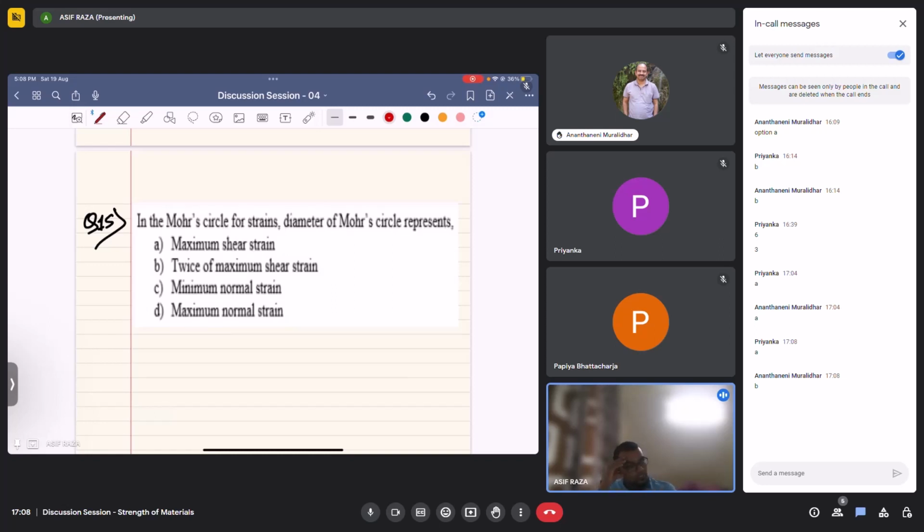So we have one from Priyanka as option A, one from Muralidhar as option B. Papia, you can guess anything you see as correct pertaining to this. Are you there? I think I don't know.